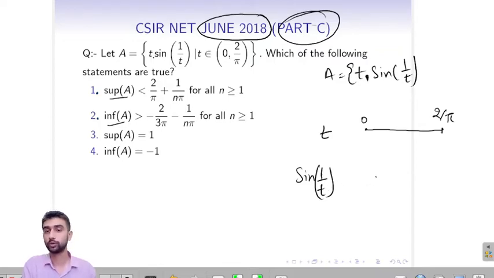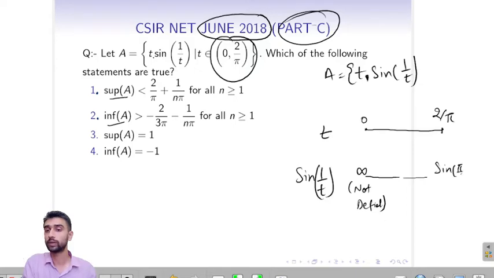When I put a very small number, it will give me something like infinity, you can say, or you can say not defined, near 0. It is not defined at 0, that's why we have an open interval here. And it will go till where? At t equals 2 by pi, it will give me sine pi by 2, and sine pi by 2 means 1. So we know the highest value of sine is 1, and we can't go further.